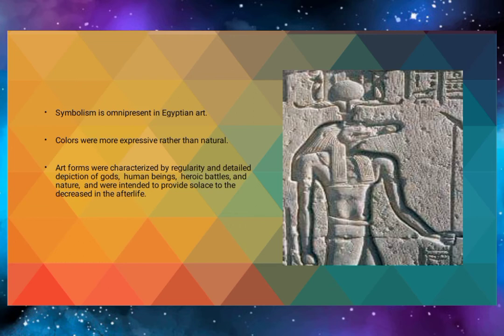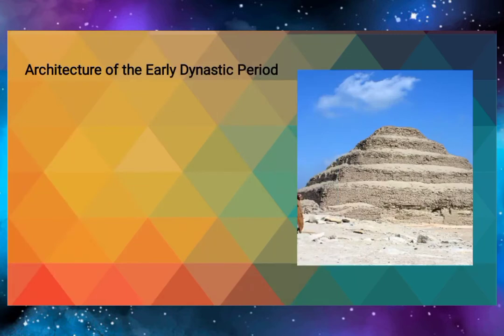So this is the development from the pre-dynastic to early dynastic period. And that is for the art. Next, we have the architecture of the early dynastic. So, the hallmarks of ancient Egyptian architecture took shape during the early dynastic period.